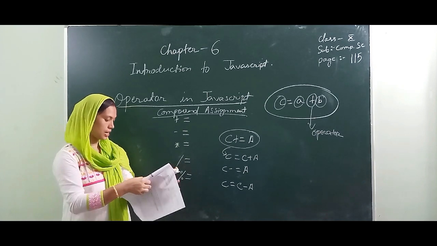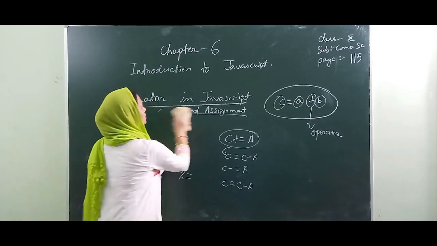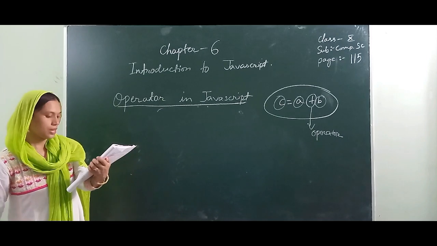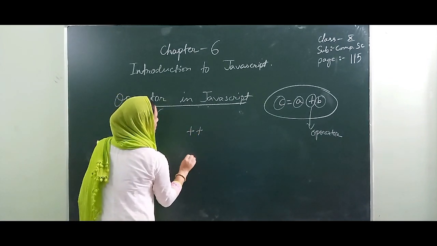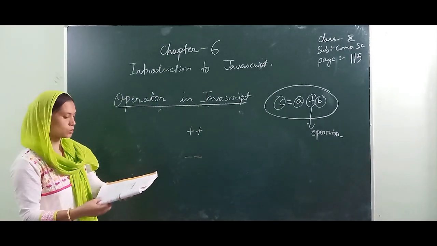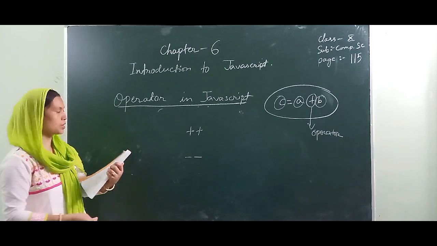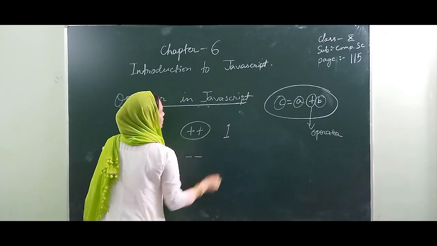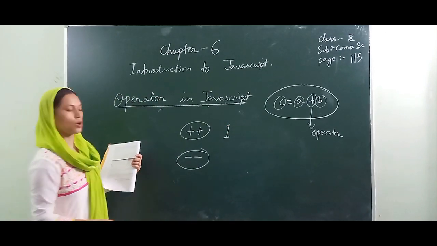Next operator, increment and decrement operator. Page number 116. Increment and decrement operator. Double plus is called the increment operator and double minus is called the decrement operator. The increment operator is used to increase the value by 1, and the decrement operator is used to decrease the value by 1.